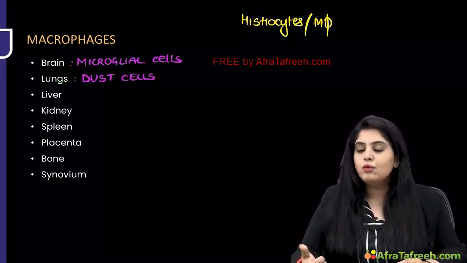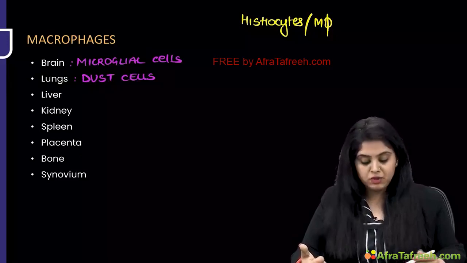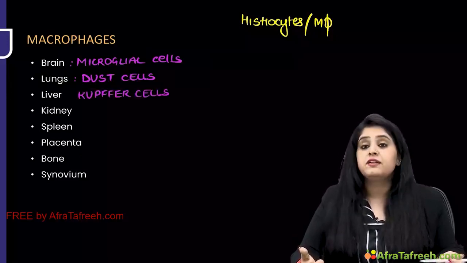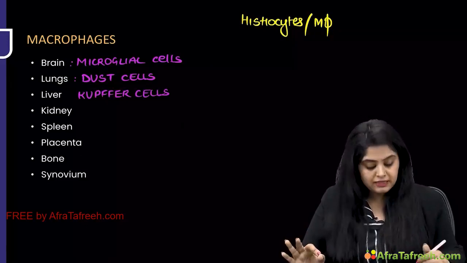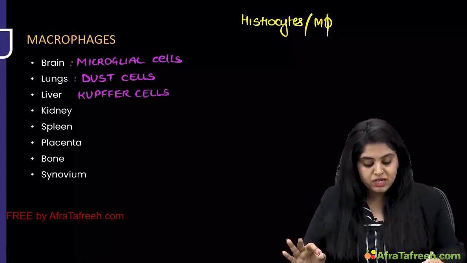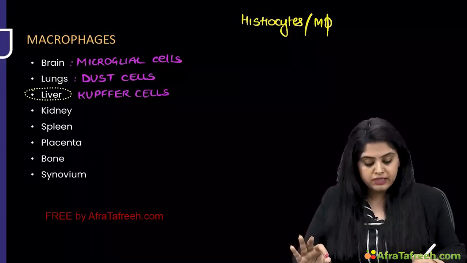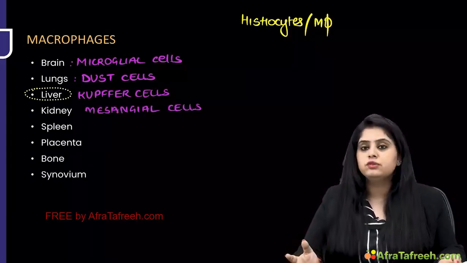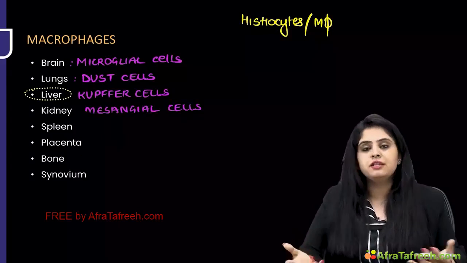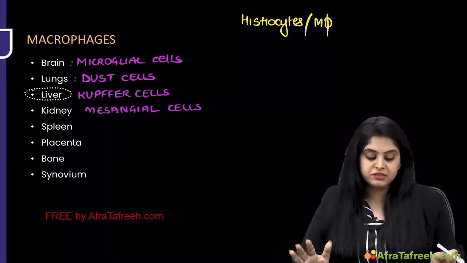Liver is the most important question out here. What do you call them in the liver? We call them the Kupffer cells. This question has come 1 million times in the paper and I'm not kidding. Genuinely not kidding. This question has come 1 million times. What do you call it in the kidney? Kidney has mesangium, so you call them mesangial cells. Kidney mein mesangium hota hai na, so you call them mesangial cells.